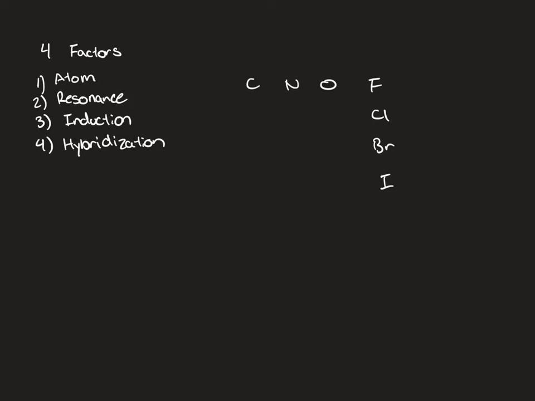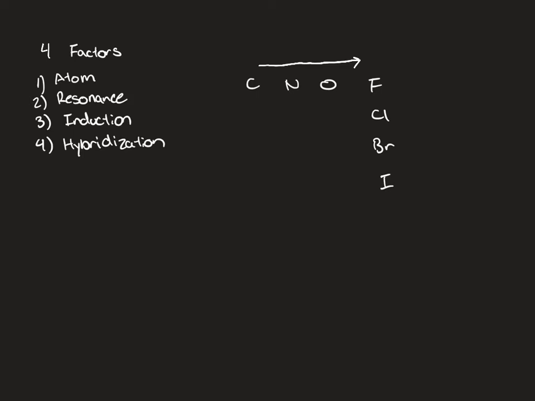And so when you're comparing two atoms that are in the same row, you want to take into account the electronegativity. And the electronegativity increases as you go from carbon to nitrogen to oxygen to fluorine. That's because fluorine is the most electronegative atom because it holds on to those electrons very tightly.